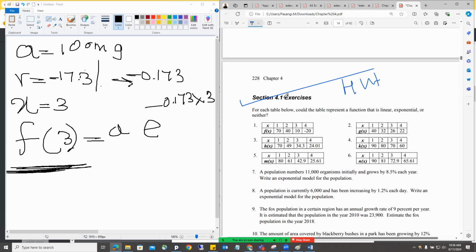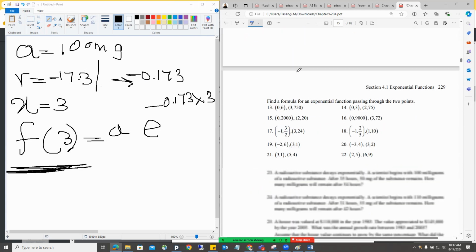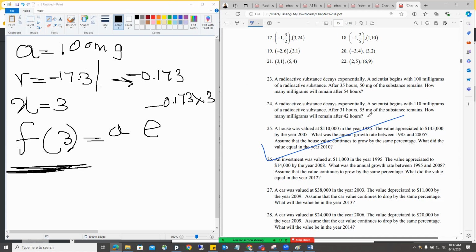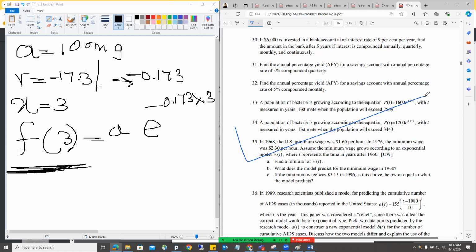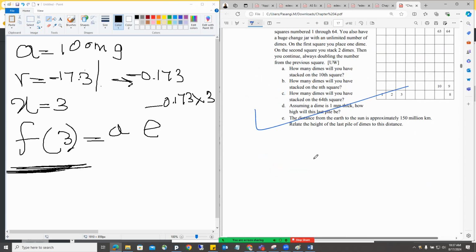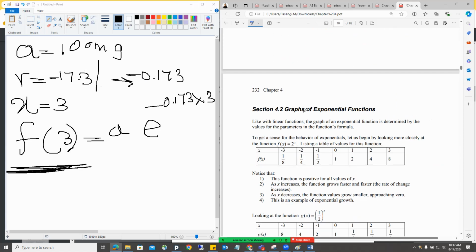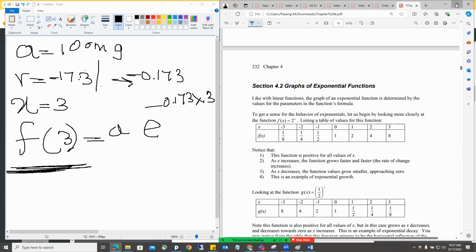So here we have the section 4.1 exercise. You can do the entire exercise, this one and this entire one also as homework. Oh yes, so many homeworks. This one also has homework. So then you can do these ones as homework. Now we have the 4.2 graphs of the exponential functions.